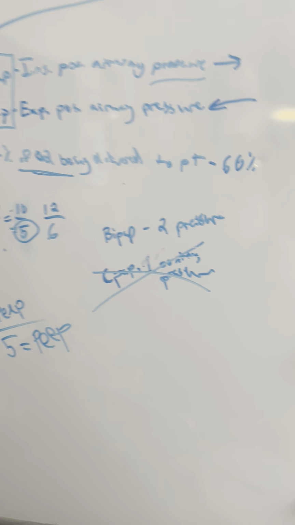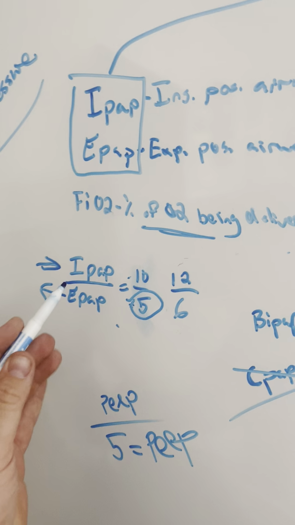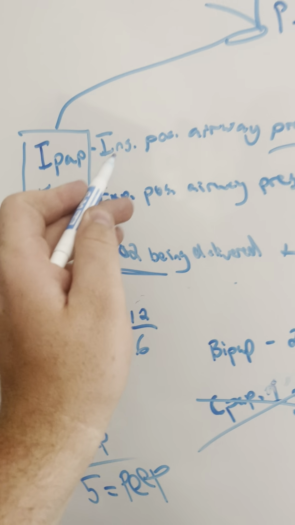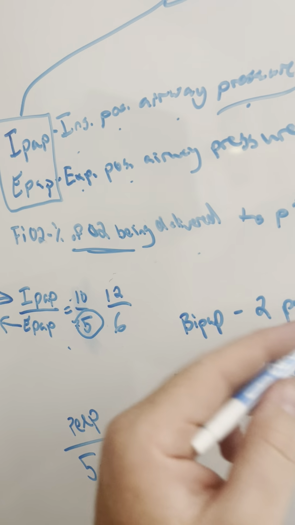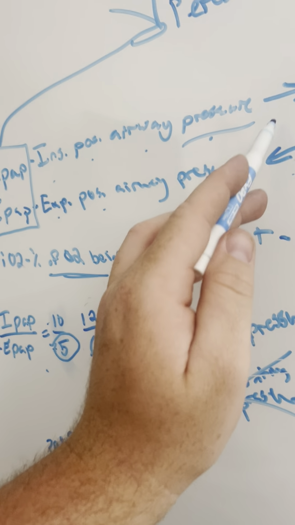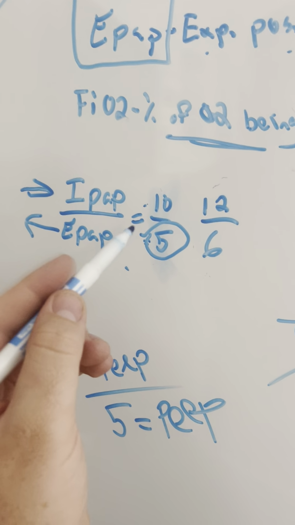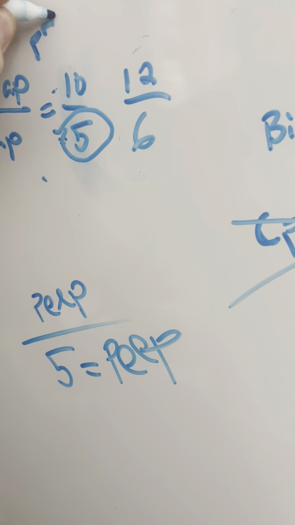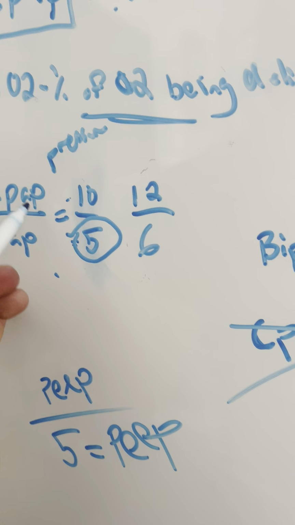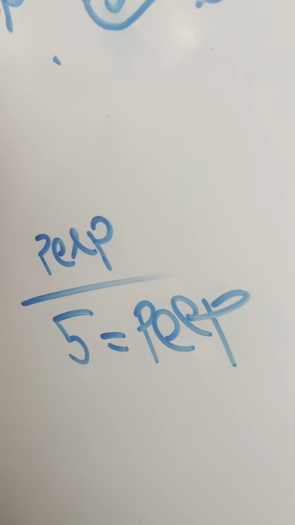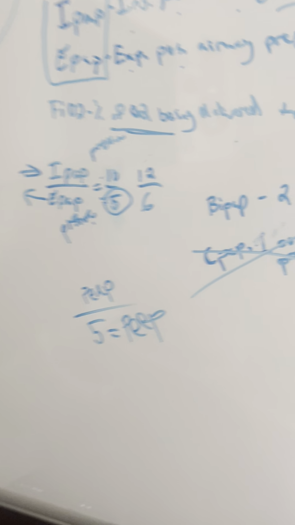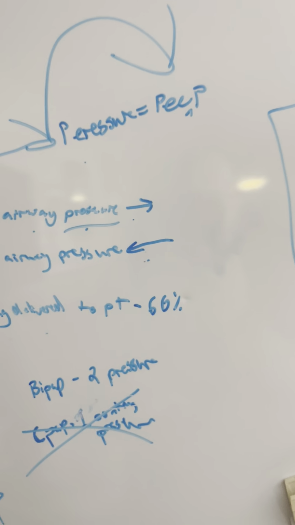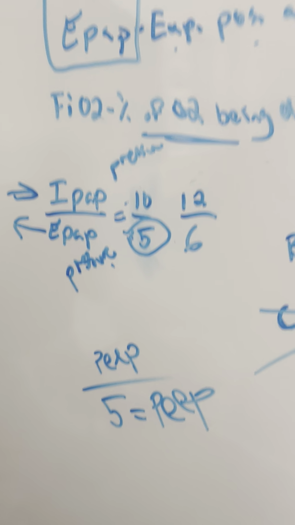But once again, we're going to hit it one more time. Your Ipap is your inspiratory positive airway pressure. Your Epap is your expiratory positive airway pressure. So the patient's breathing out, the patient's breathing in. You're giving them a pressure of 10, and you're giving them a pressure of 5. And remember, these are just fancy words for pressure, and pressure is just a fancy word for PEEP. Don't get intimidated by all of this.